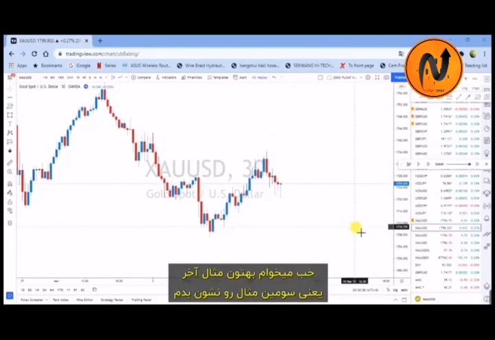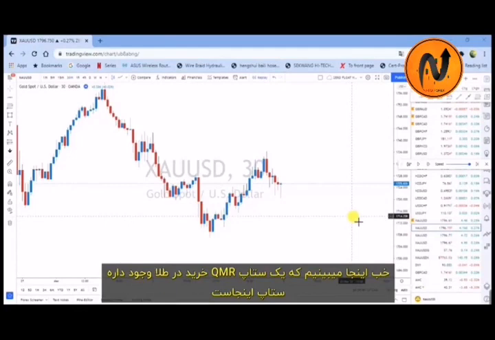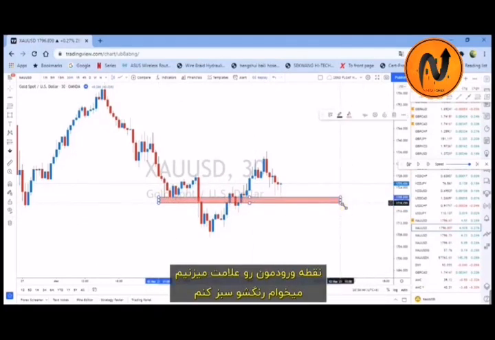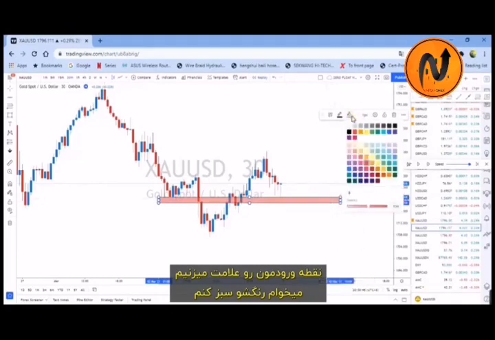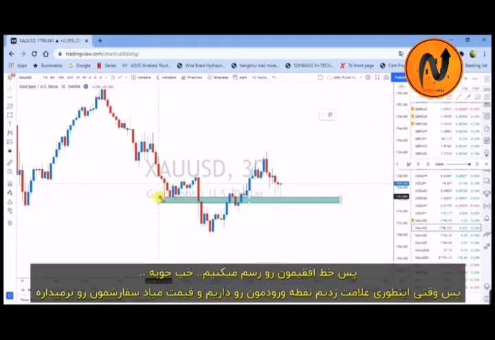Okay, I'll be showing you the last and the third example. So here we can see that there is a QMR buy on the gold setup here. We're going to mark our entry point. I'm going to color this as green color. So we mark our horizontal line. Okay, good. So once we mark like this, we got our entry point. Price comes in, takes our order.